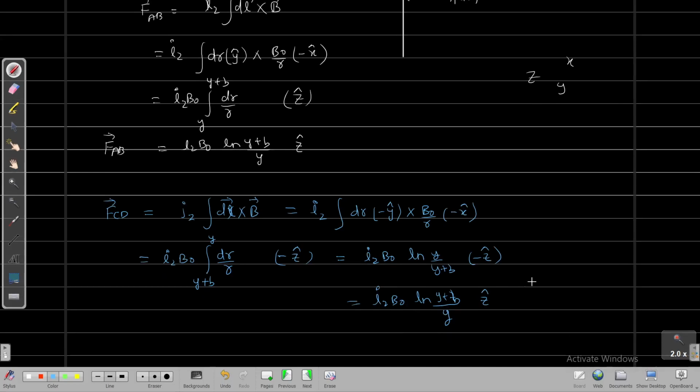Now see, this is totally wrong. Why? Because the force on AB must be opposite to the force on CD. The magnitude is the same, but the direction should be opposite. But in this case, we are getting the same direction. When you use the right hand rule, the direction should be opposite, because the only thing that is changing is the current, and the magnetic field is in the same direction throughout the problem. Although in problem 5.4 the magnetic field changes as per the position of the wire, here it does not.